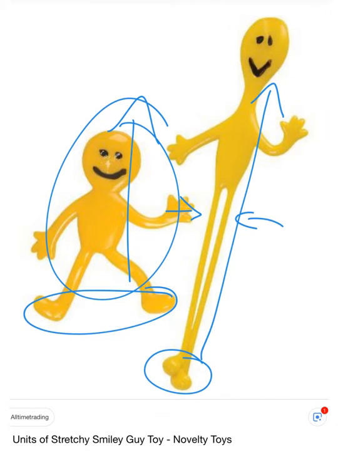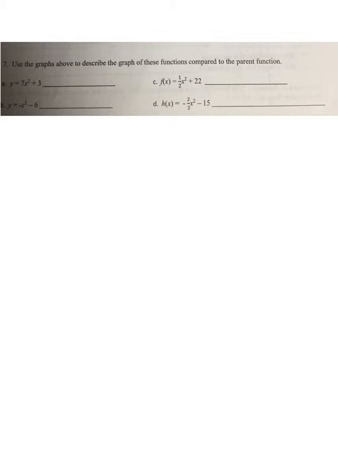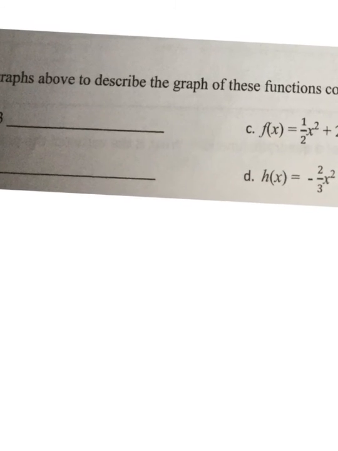So if I go back to my graph, for problem number 7, it's just being able to look and identify if it is a stretch, a compression, a reflection. Did it move up? Did it move down? So we're going to run through these real quick to make sure we're all good with those.